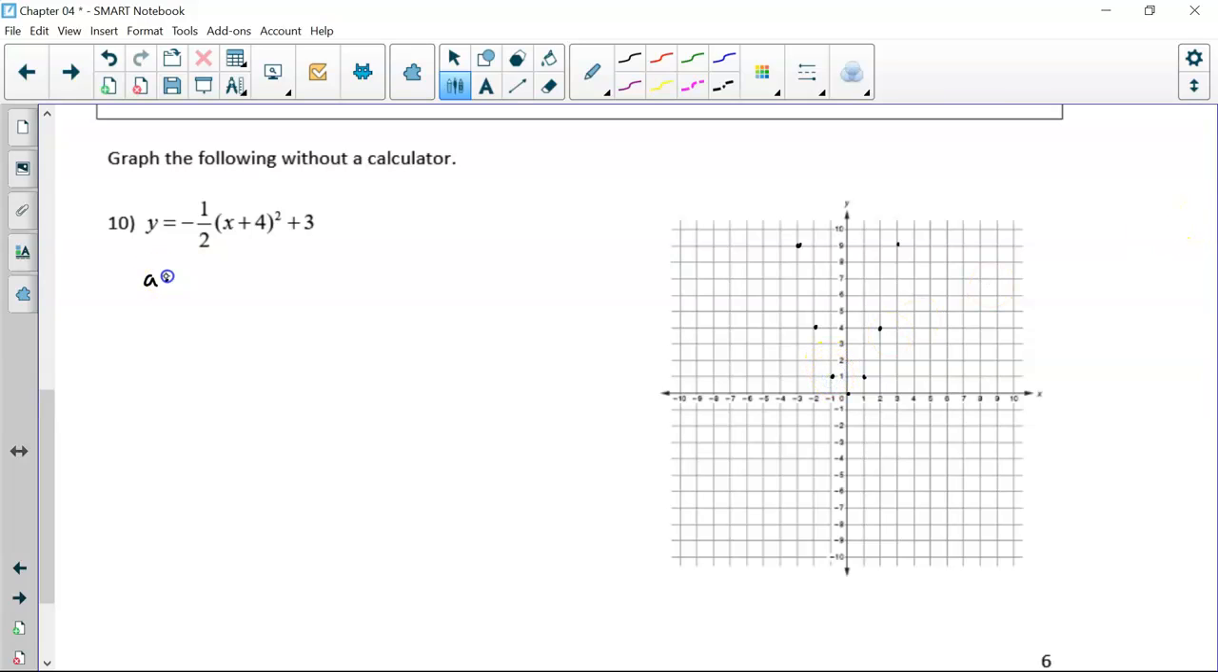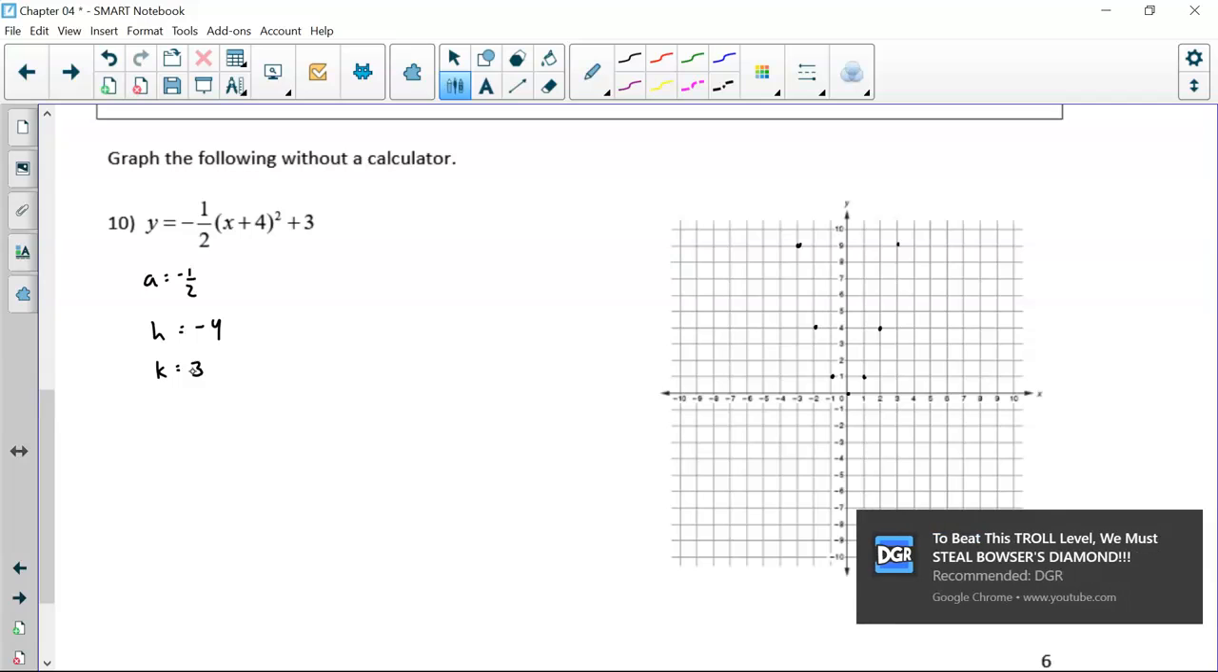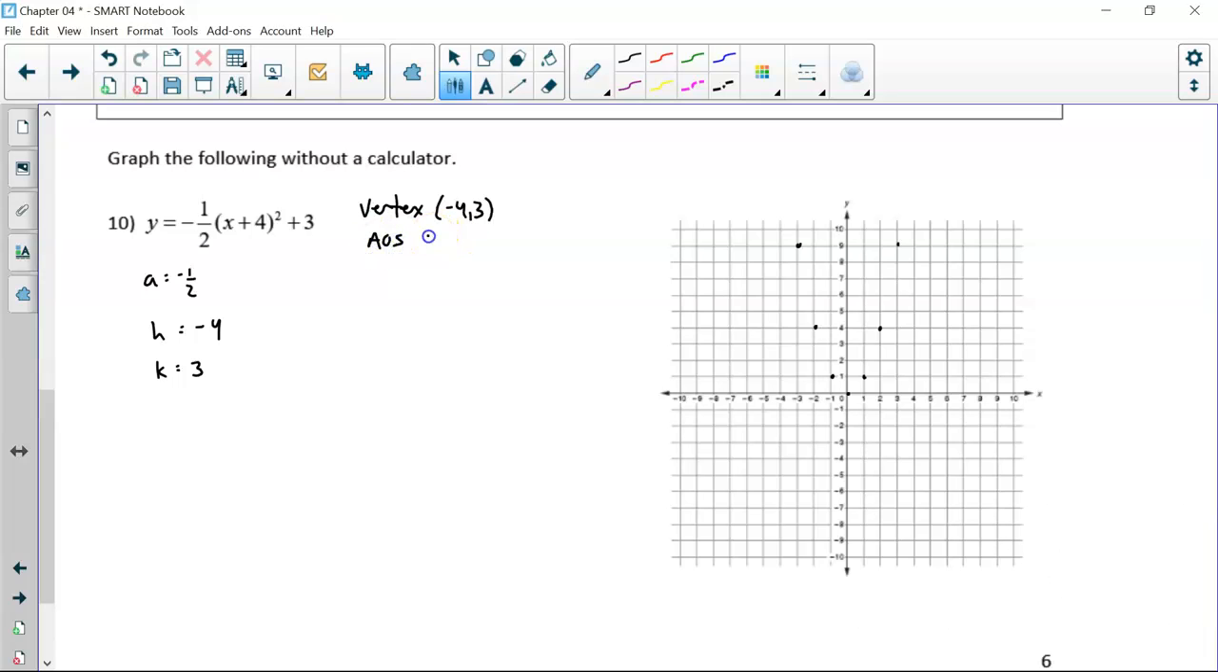Now, A is -1/2. H, it's the opposite. It's a -4. And K is 3. So I know right away the vertex is at -4, 3. I know my axis of symmetry, x equals -4. So what I'm going to do, this is going to be an x-axis reflection. And a vertical compression.